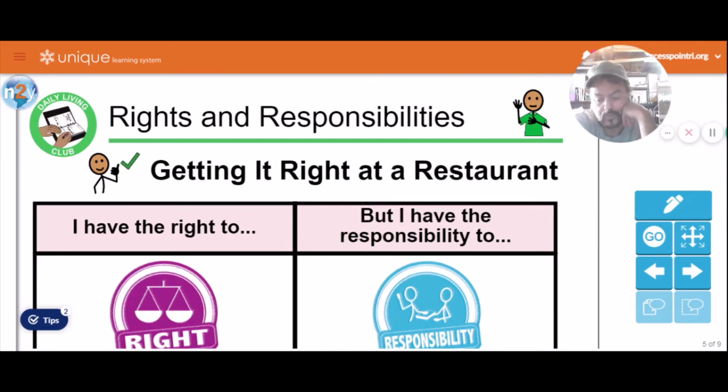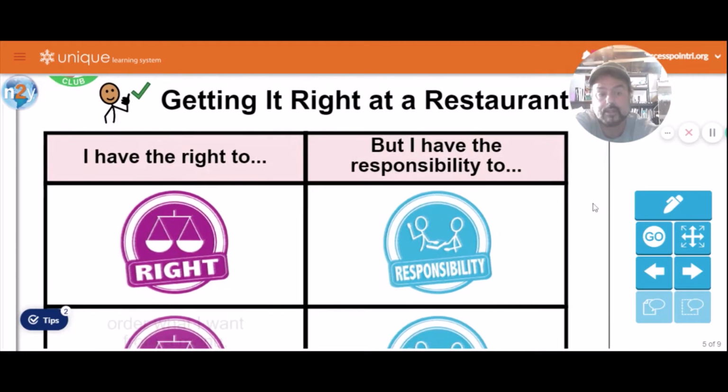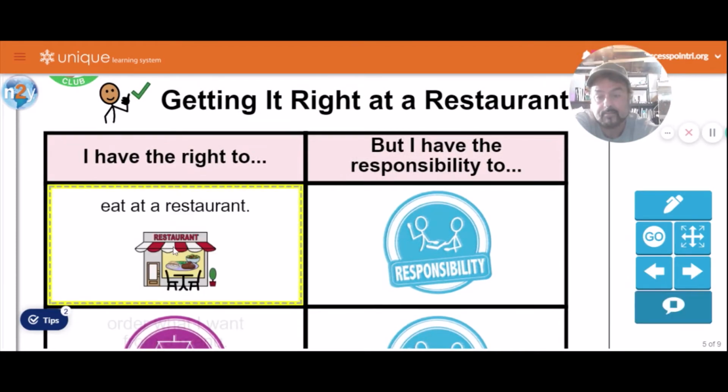So we have the right to do many things, but we also have the responsibility to consider others when using those rights. All right, so we will be reviewing basic rights and responsibilities. It's our job to match rights with their responsibility. Okay, so let's go over rights and responsibilities.